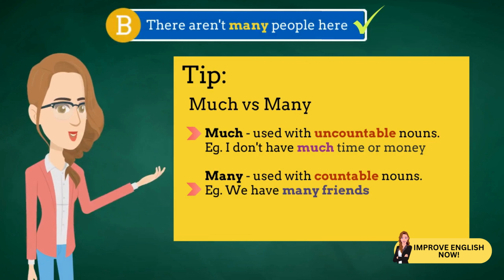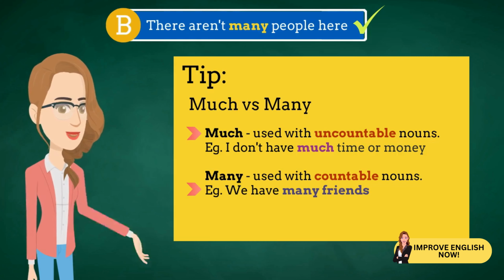Tip. Much is used with uncountable nouns. Example, I don't have much time. Whereas, many is used with countable nouns. Example, we have many friends.